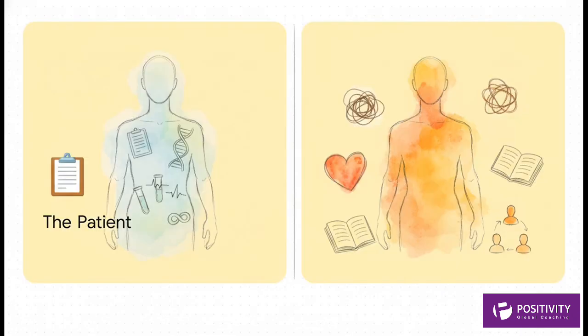Okay, so let's just dive right in. This slide lays it out perfectly. On one side, you've got the patient. And what is that? It's data, it's symptoms, lab values, scans, billing codes. It's very precise, very clinical. But then you look at the other side, the human. And what's over there? Fear, personal history, relationships, a search for meaning. The entire medical system is really built to see the first portrait. But what happens when the second one gets completely ignored?